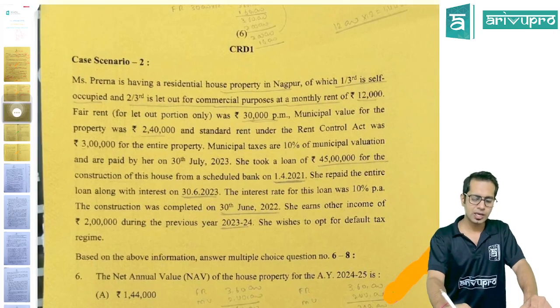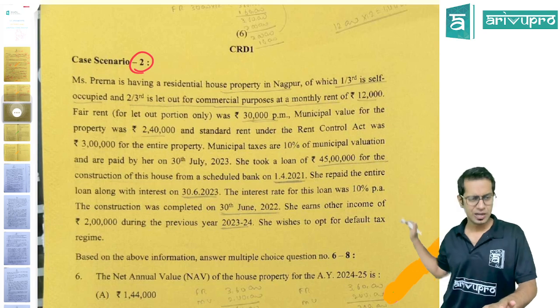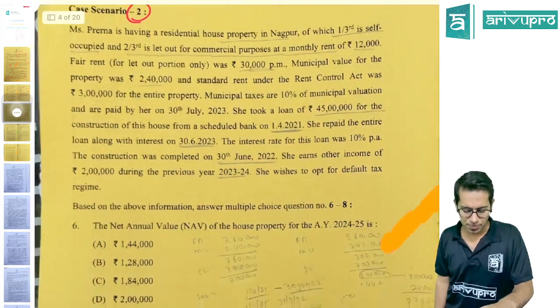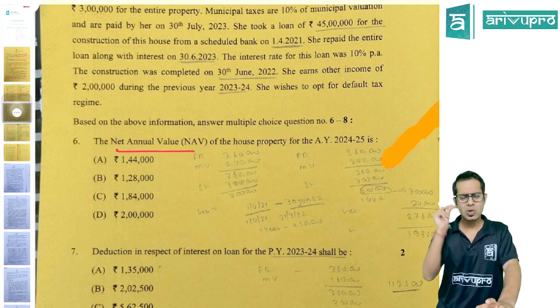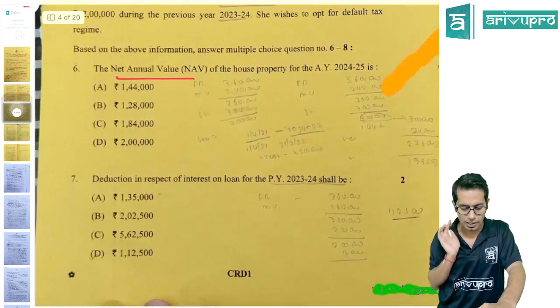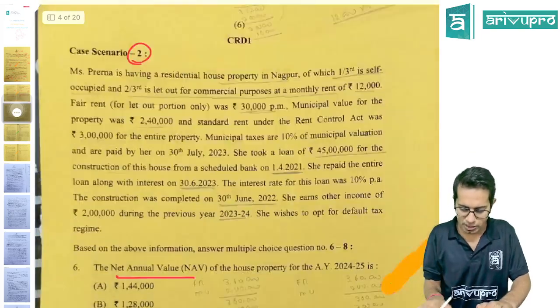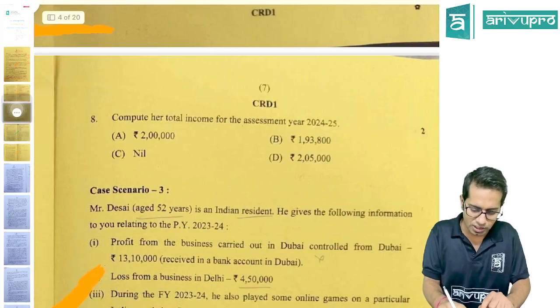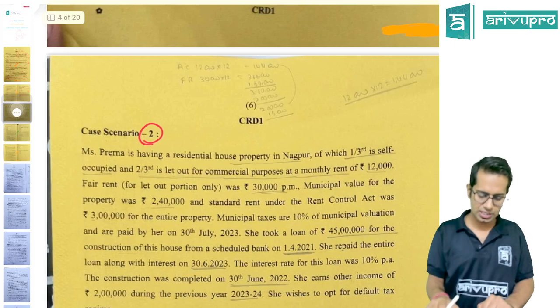Next, case number 2. Now, normally I have a practice of reading the question first and then going to the case. So they have asked you what is the net annual value. By seeing this only, I know that the question is about house property. They have asked what deduction of interest will be allowed, and they have asked what is the total income of this person. Fantastic question. Okay, let us see what this question is telling.